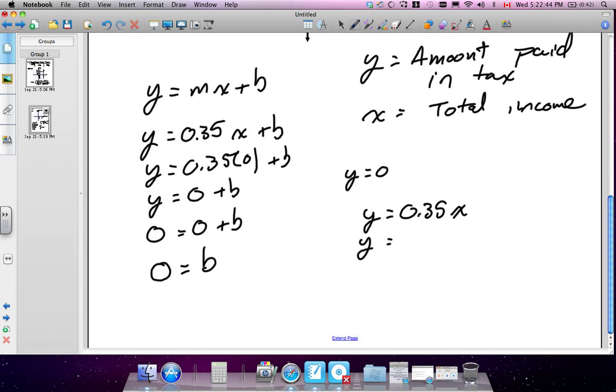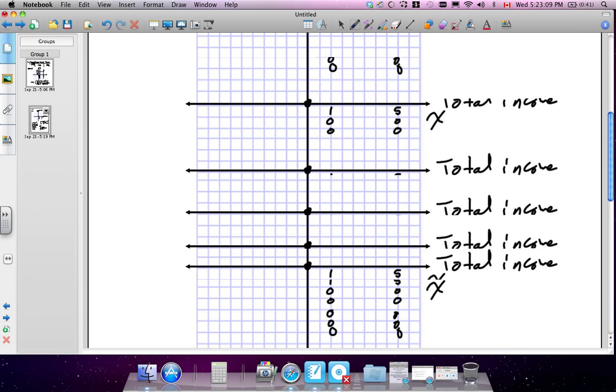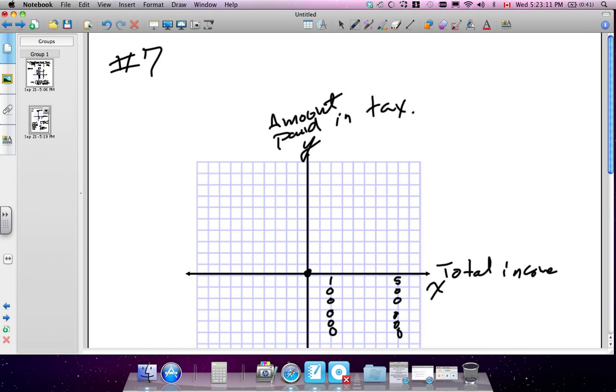Okay, and in that case I'm going to end up with, so I'm going to 1, 2, 3, 4, 5. Well, that's a lot. I'm paying $35,000 in tax. That's a lot of tax. It's a high tax bracket. That would be the max if I'm making 100,000. So I'm going to create my y graph here. It's going to go up to, shoot, what is it going to go up to?